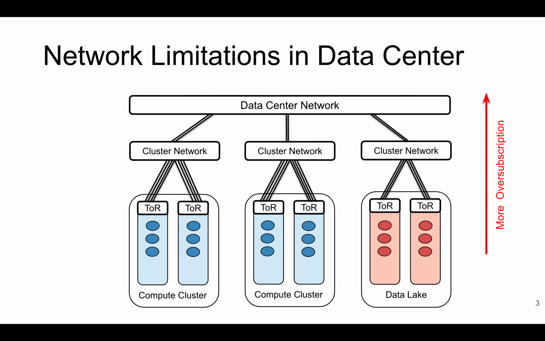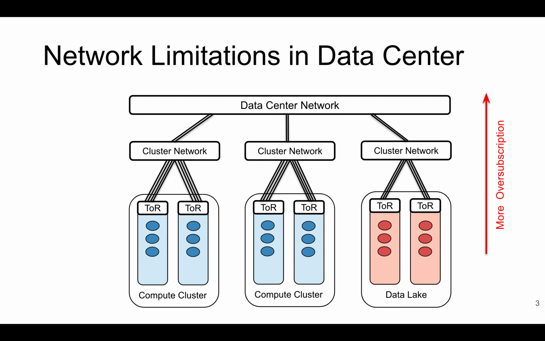Recent literature talks about full bisection bandwidth networks for cloud data centers. However, in practice, only a few hyperscale data centers have full bisection bandwidth. The rest of us have heavily oversubscribed networks. For example, in our own data center at Mass Open Cloud, new clusters are added all the time, and the data center network becomes even more imbalanced. Therefore, bandwidth to the data lake is limited.